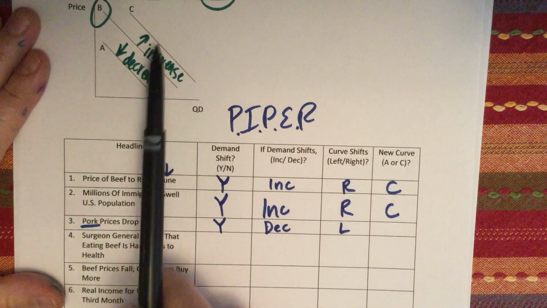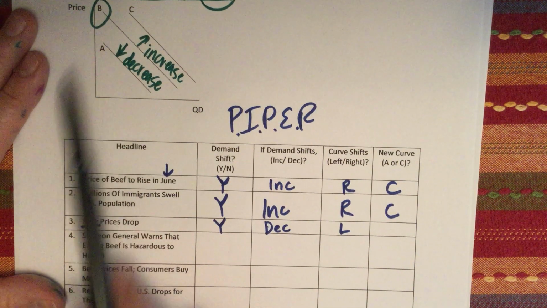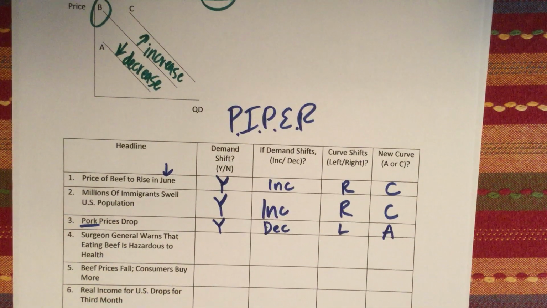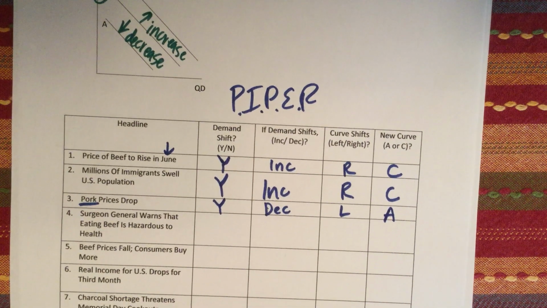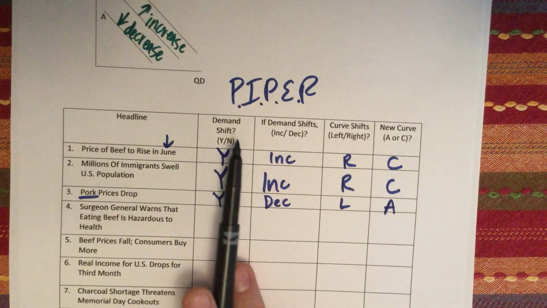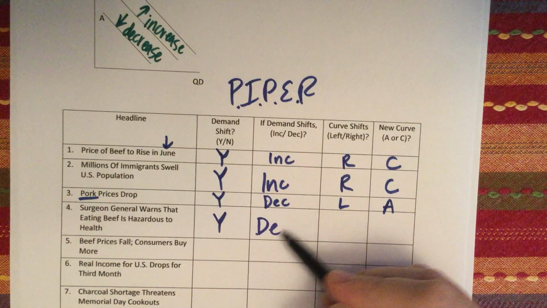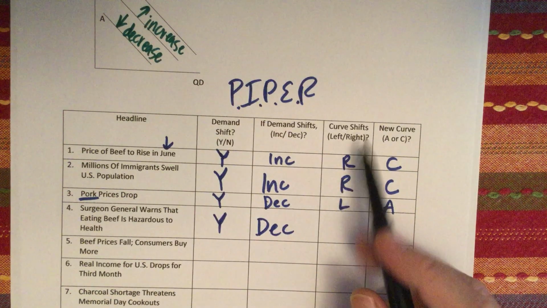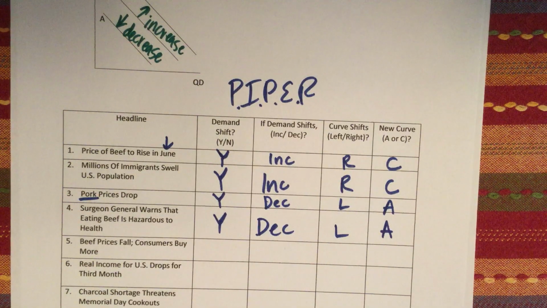And if we are always starting at the original B curve, then a shift to the left would be A. So A is your new curve. If the Surgeon General warns that eating beef is hazardous to your health, again, this is going to change your preference, so it is going to change demand. It's going to decrease because we don't want to die. The curve will shift to the left, and the new curve would be A as well.